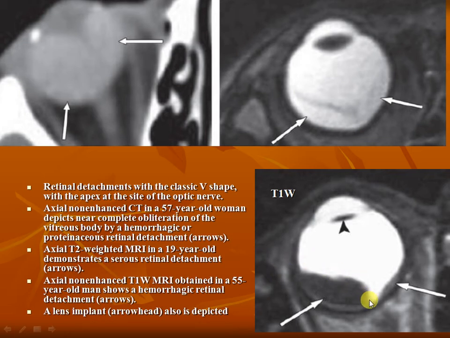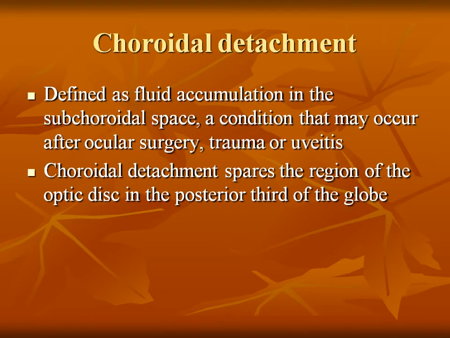Again, you can see asymmetrical but still V-shaped, indicating retinal detachment. And here you can see a lens, artificial lens. Choroidal detachment is fluid accumulation in the subchoroidal space, a condition that occurs after ocular surgery, trauma, or uveitis, and it spares the region of the optic disc in the posterior third of the globe.